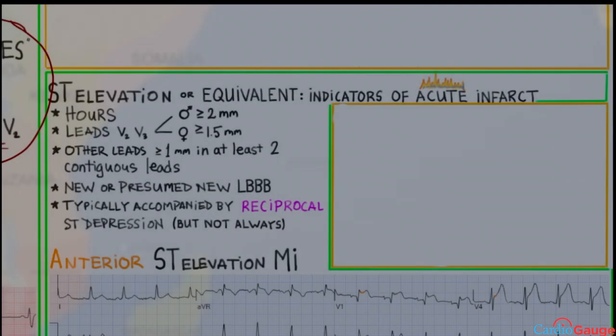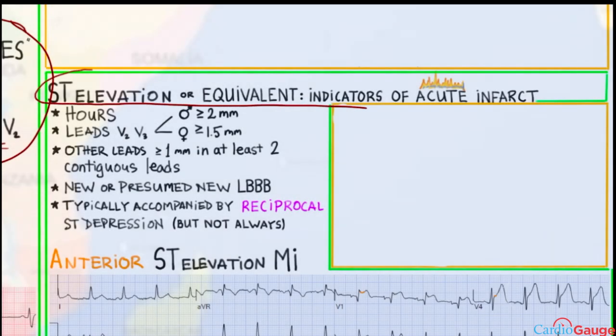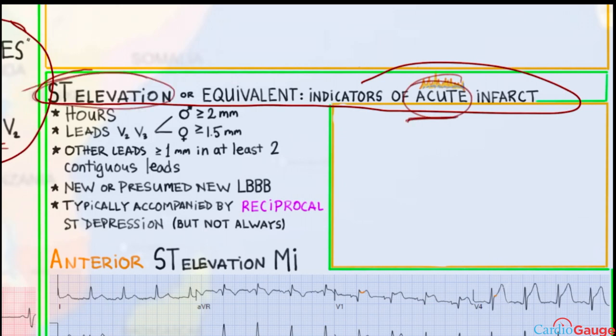Onto infarct. First, we're going to talk about indicators of acute infarct. It's going to be ST elevation and the equivalent to ST elevation. ST elevation typically is occurring hours after infarct. It's not a couple of minutes, and it's generally not days. So you're talking about hours after the infarct starts.